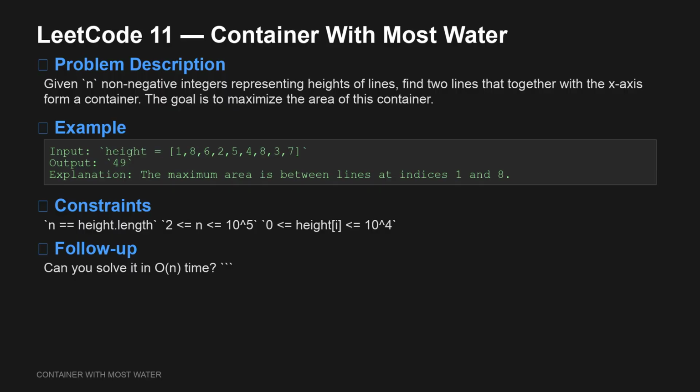In this problem, we are tasked with identifying two vertical lines from an array of integers that represent their heights on a Cartesian plane. These lines, together with the x-axis, create a container capable of holding water. Our objective is to determine the maximum volume of water that can be contained. Notably, the number of lines, denoted as n, ranges from 2 to 100,000, while each line's height, h, can vary from 0 to 10,000. These constraints are critical in shaping our solution approach.